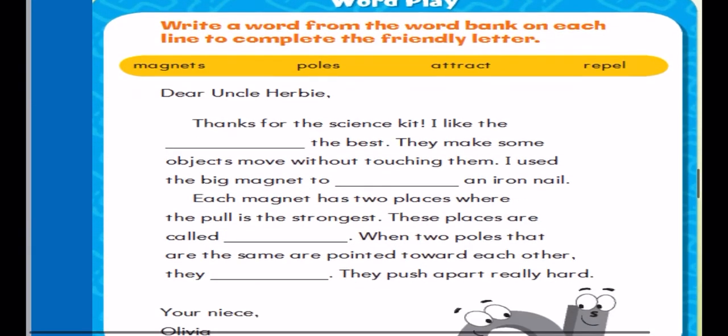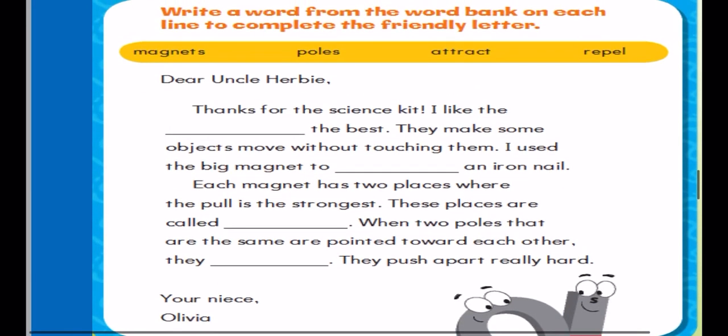All right. I love this game. The word play. Over here, in the yellow box, you have all the lesson vocabulary words: magnets, poles, attract, and repel. Now, I want you to write a word from the word bank on each line to complete the friendly letter. Nice, we have a friendly letter.